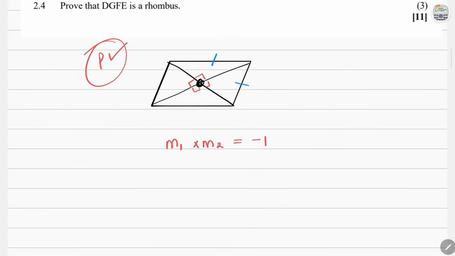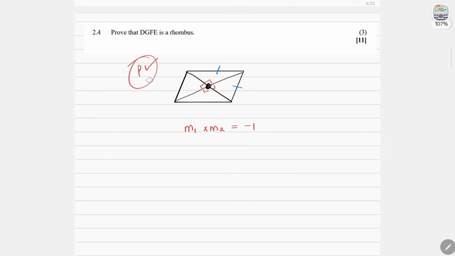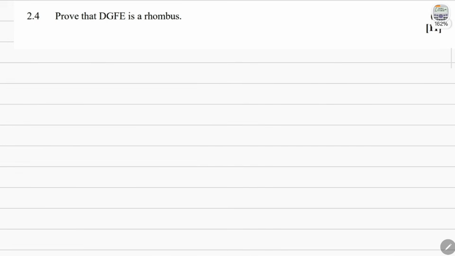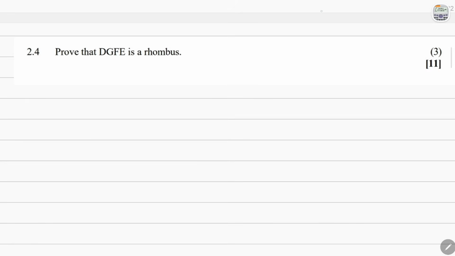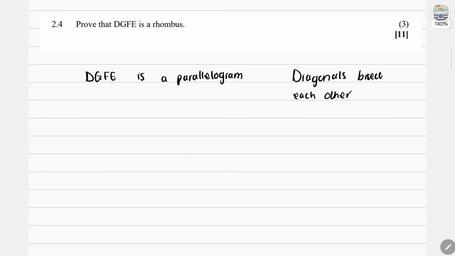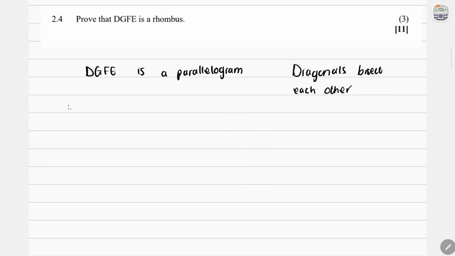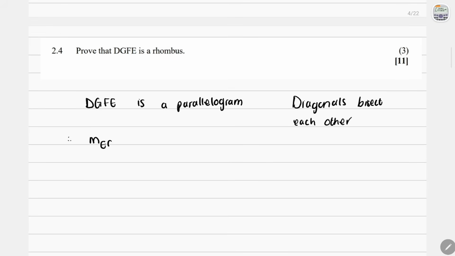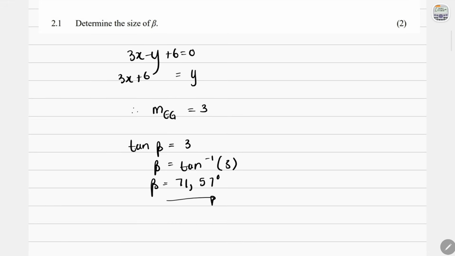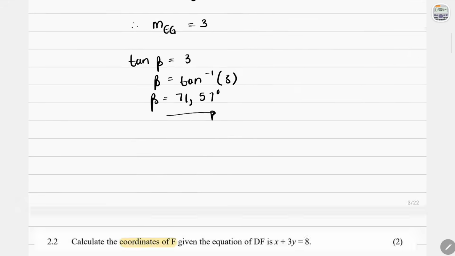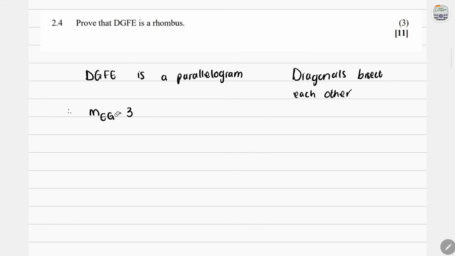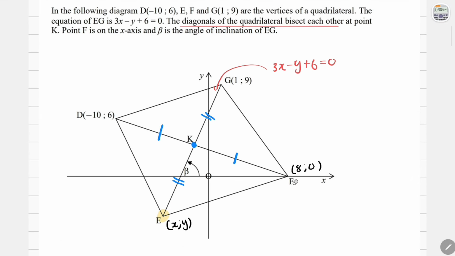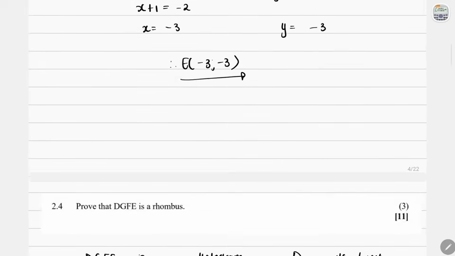I will still conclude that it is a parallelogram first, because of the diagonals bisecting each other. So it's a parallelogram because the diagonals bisect each other, and then we further prove that it's a rhombus. So we already have the gradient of EG. We found that initially in the first question. The gradient of EG is 3. And all we have to do is find the gradient of the other diagonal. The other diagonal is DF. So use D and F, and let's put those points down.